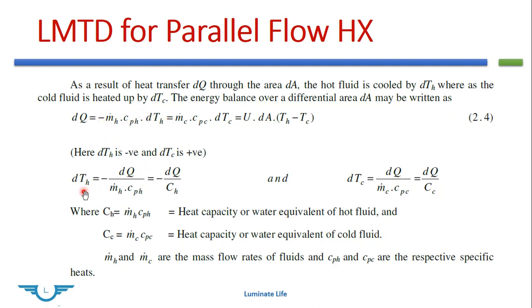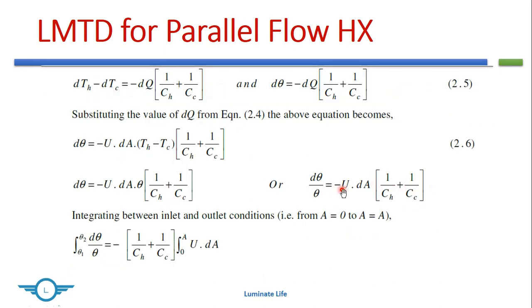From here we can write dTh equal to minus dq by mh cph. Now we have already discussed in the previous lecture the product mh dot into cph is called the heat capacity. So we write it as minus dq by Ch. Similarly, for the cold fluid, I can write dTc equal to dq by Cc. Subtracting this equation from this equation, we have dTh minus dTc equal to minus dq into (1 by Ch plus 1 by Cc). Now this dTh minus dTc, which is a temperature difference, is denoted by d theta.